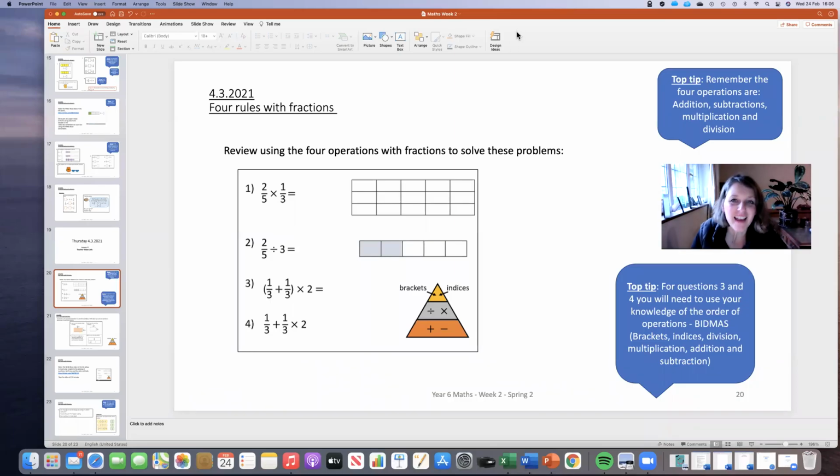Hello, it's Thursday, your last day of fractions, and we're really chuffed with how you've got on. Hope it's felt really good. You feel really confident now with all the different operations and how you're working with fractions.